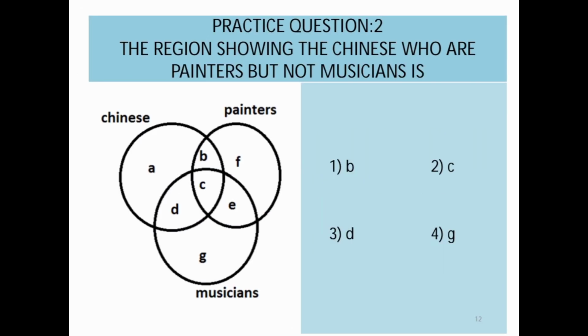So coming to the next question, which is practice question 2. The region showing the Chinese who are painters but not musicians is. You may observe a diagram on the left hand side of your screen and options on the right hand side of your screen. I will give you 20 seconds for solving this question.